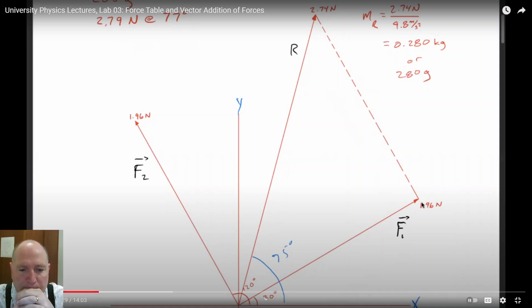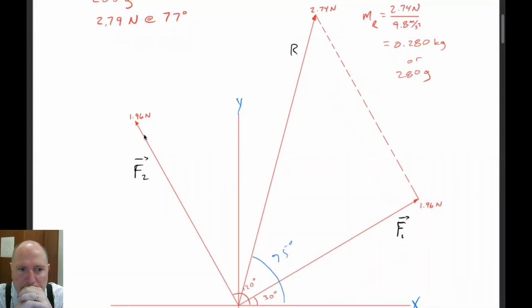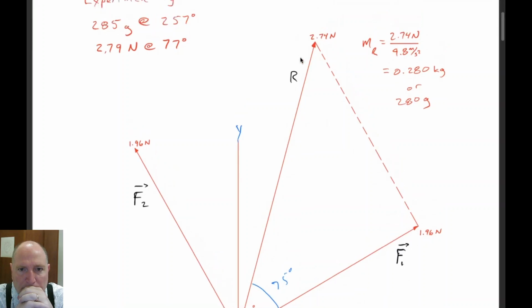So 1.96 newtons at 30 and 1.96 newtons at 120. We can translate this one over to here and use a head to tail method to get the resultant. And if we draw the resultant, I measured it to be 2.74 newtons.